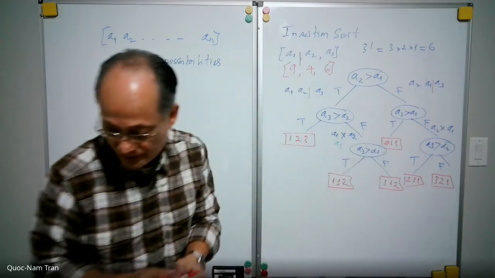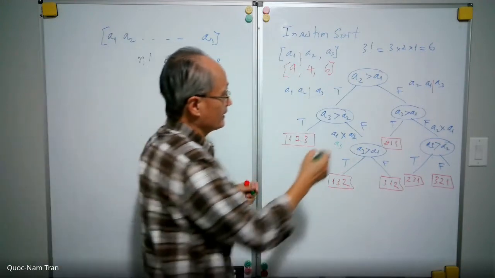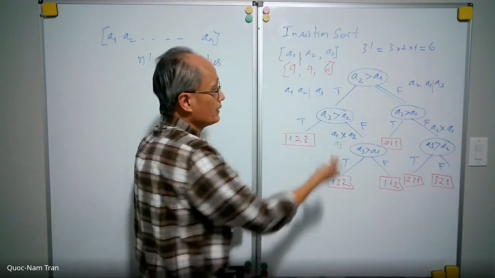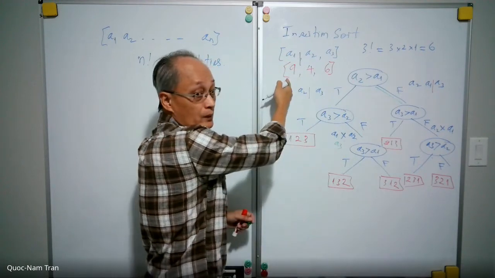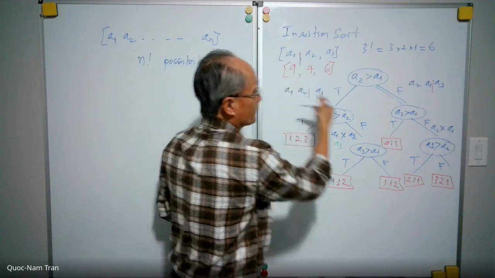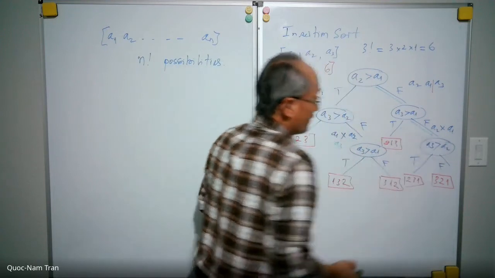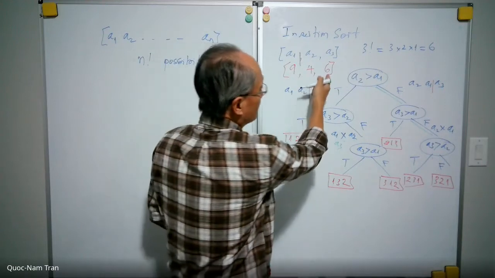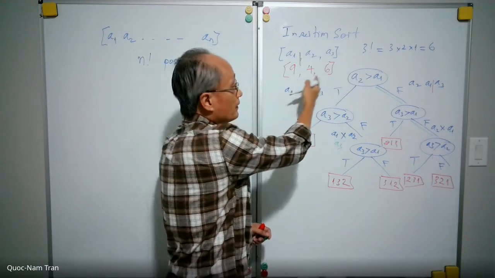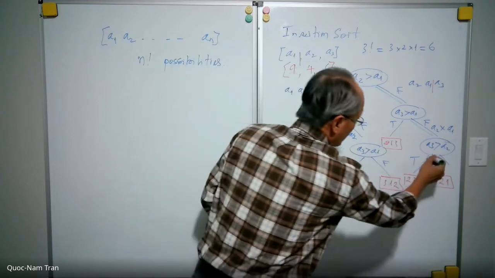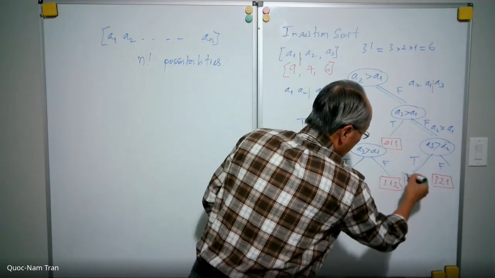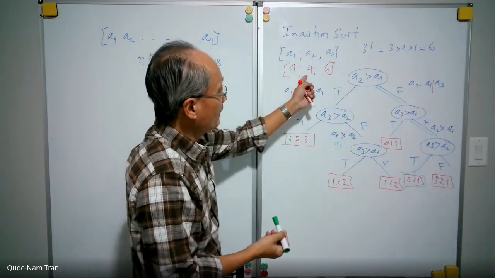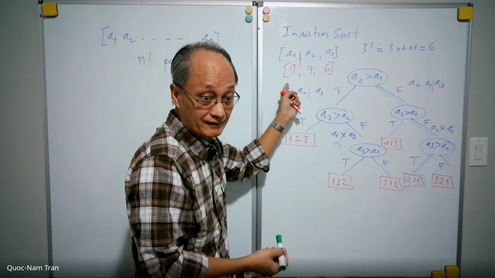Let me use a different color. And then it will compare A3 and A1. It will be false again, right? And now it will compare A3 and A2. It will be true. So the result will be here, meaning 4, 6, 9, right?